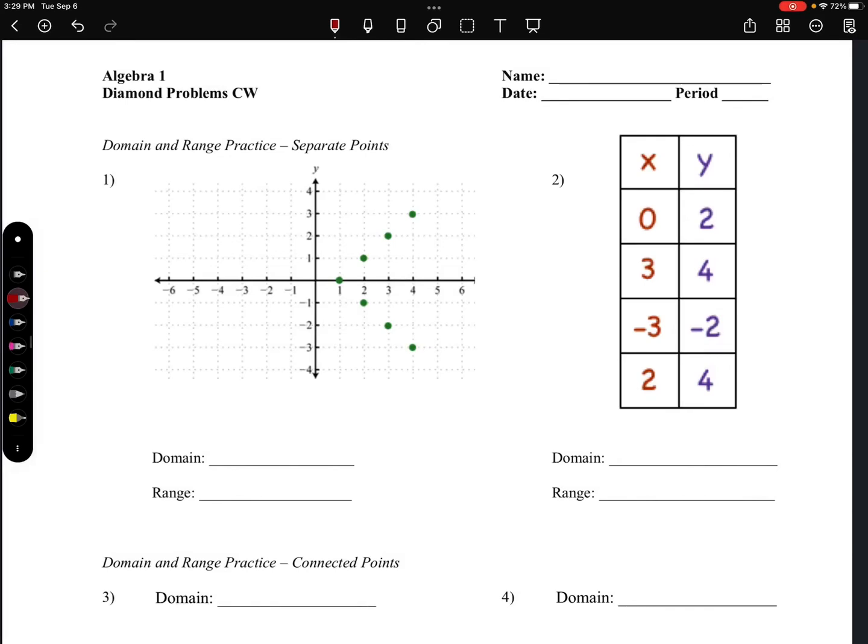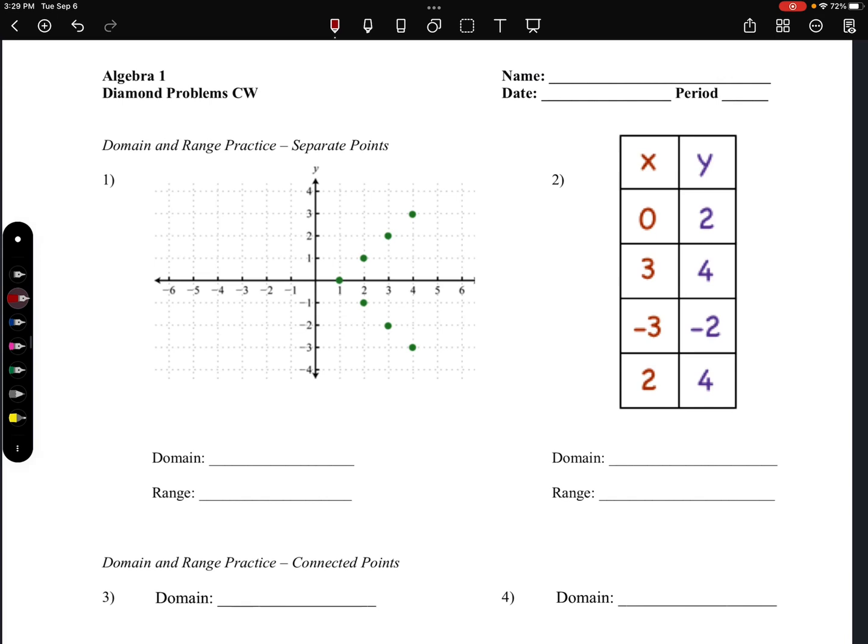Welcome to the lesson for diamond problems. Today, our focus will be on how to solve diamond problems, and we will use diamond problems to help us with a bigger mathematical process called factoring later on down the road. So we'll start practicing it now, so when we get to that concept, it'll be easier.